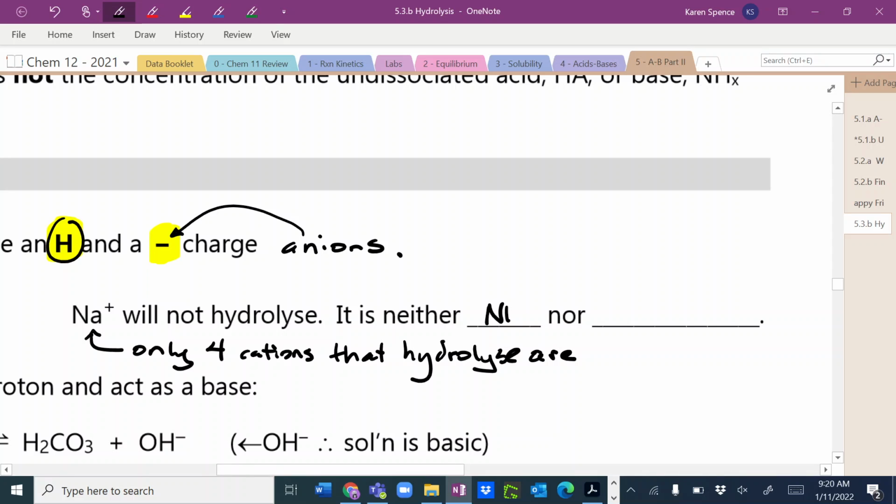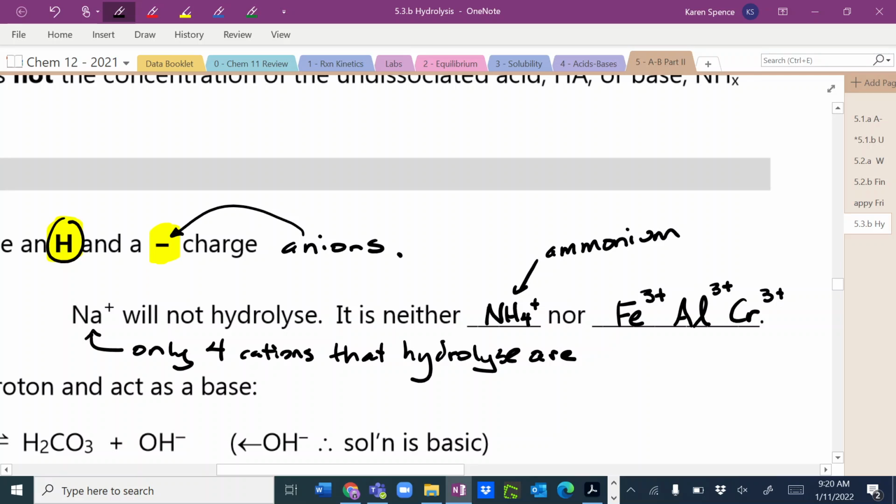Ammonium, NH4 plus, ammonium. And the other three are Fe, Al, and Cr, and all of those are 3 plus, 3 plus, 3 plus.